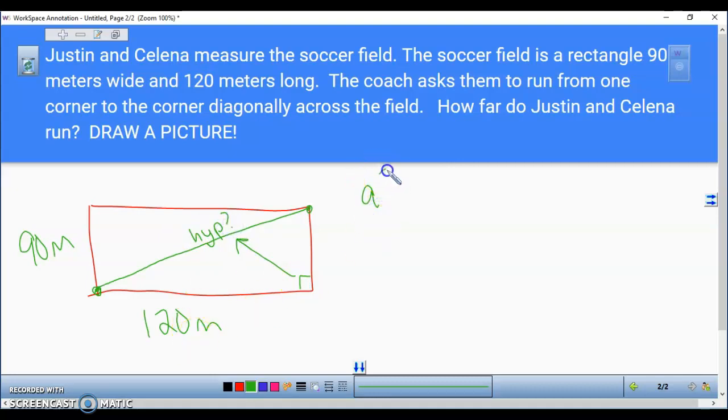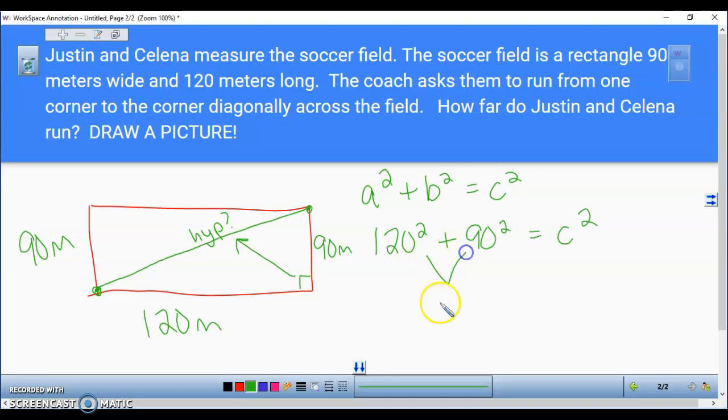So you're going to have to remember your formula. A squared plus B squared equals C squared. Your A and B values are your legs. If it helps you to transfer this leg over to this side, that's fine. So remember, it doesn't matter here. 120 can be A or 90 can be A. I'm just going to use 120. So that's 120 squared plus 90 squared, and that's going to equal C squared. Remember, we're going to evaluate these and add them, and then we're going to take the square root.